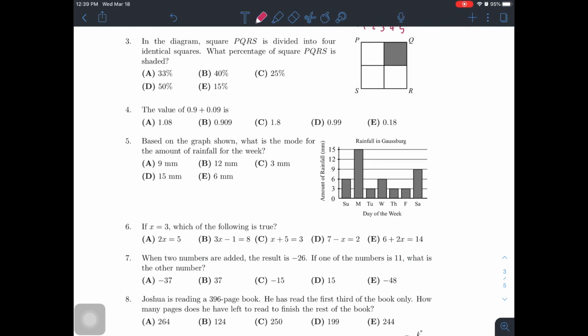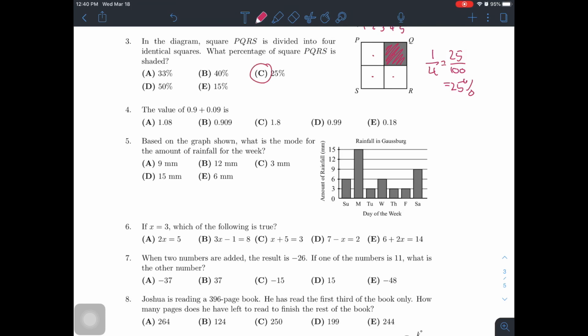Number 3. In the diagram, square PQRS is divided into 4 identical squares. What percentage of square PQRS is shaded? Since we know that these 4 are identical and we are looking for one square, 1 over 4 equals 25 over 100, which equals 25%. So C is the correct answer.